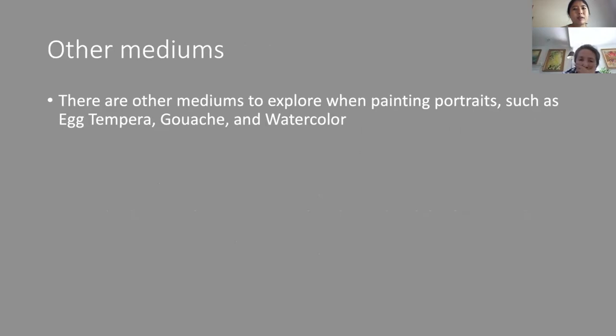There are other mediums to explore when painting portraits, such as egg tempera. Oh, I spelled it wrong, I think. Gouache and watercolor.